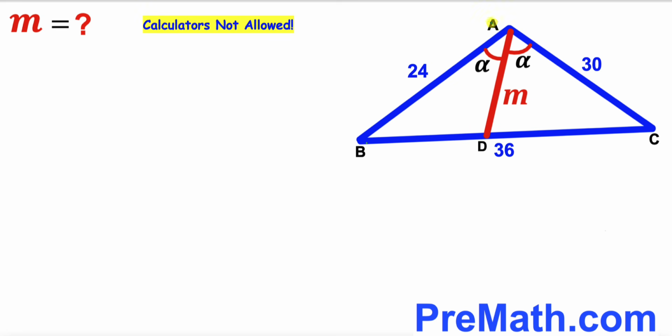And furthermore, this side AB length is 24 units. The side AC length is 30 units. And finally, this side BC length is 36 units. And now our task is to find the value of lowercase m. And please bear in mind, we are not supposed to be using calculators of any kind.